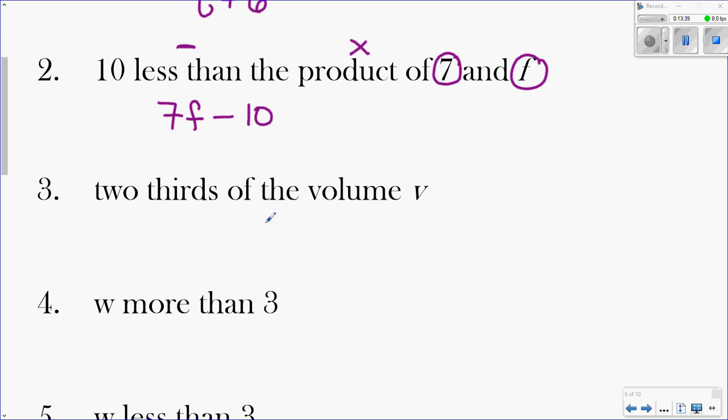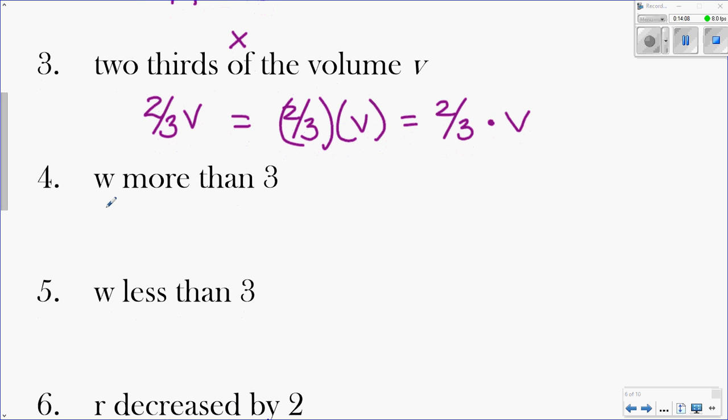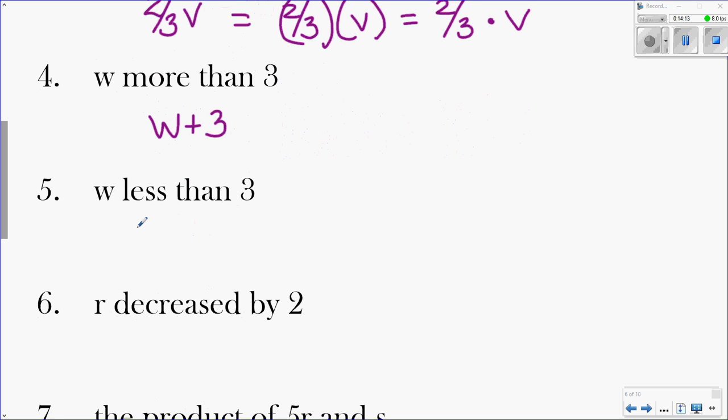All right, so the next one, 2/3 of the volume v. 2/3 of. Of means multiplying. So 2/3, you know that's a fraction, of the volume v. You could write it like that, or as parentheses, or you could just put a dot to show multiplication. W more than 3. W plus 3. There's that less than. W less than 3. That means 3 minus W.